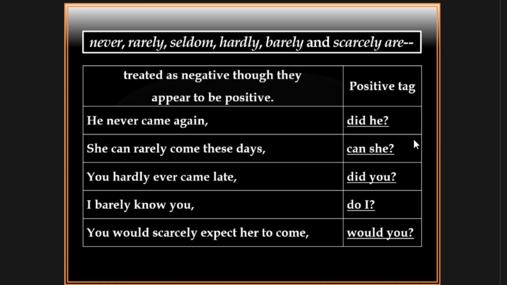You hardly ever came late. Here we see the word hardly. Hardly is stated as negative statement. So the tag question will be did you? I barely know you. Here we see the word barely. So this is a negative statement. So the tag question will be do I? You would scarcely expect her to come. Here we see the word scarcely, and this is a negative statement. So the tag question will be would you?